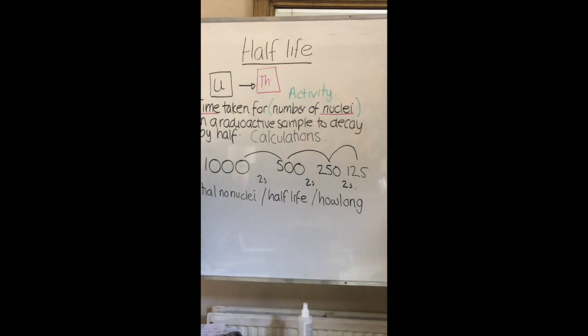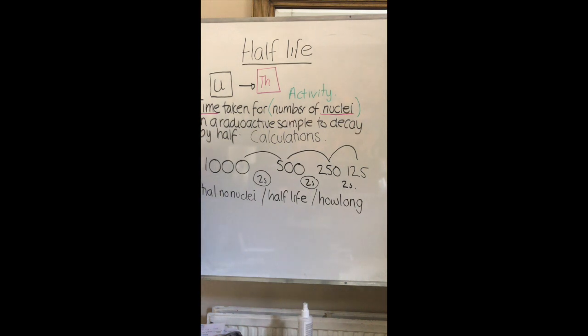What would you do there? You'd start off with your 1,000, draw your little loop, take it to 500, you know that that's taken 2 seconds. Draw your little loop again from 500 to 250, you know that's taken 2 seconds. You're now at 250, the number of nuclei they wanted. How long did it take? 2 seconds here and 2 seconds here, so the total time is 4 seconds.